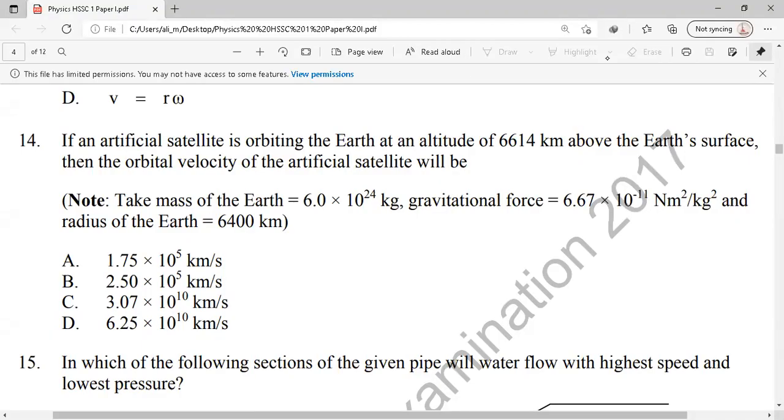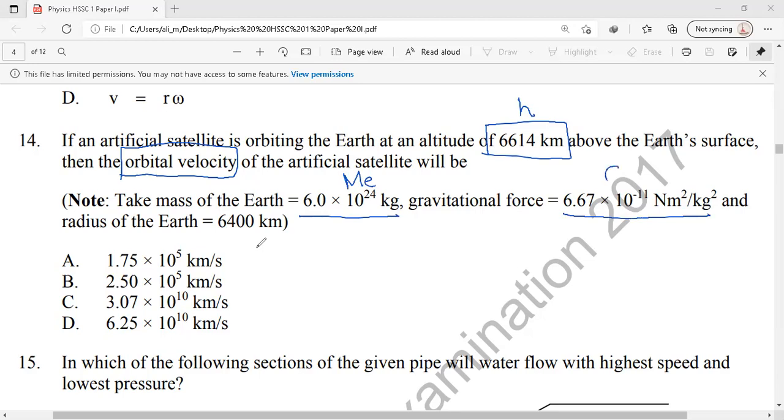Let's come to our question number 14. If an artificial satellite is orbiting around the Earth at a height of 6614 kilometers above the Earth's surface, then we have to find the orbital velocity of that satellite, and we have some constant values: the mass of Earth, the value of the universal gravitational constant, and the radius of Earth, that is 6400 kilometers.